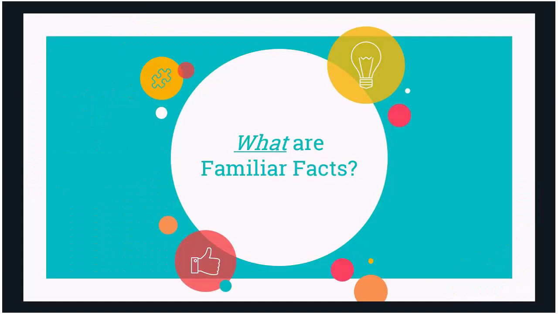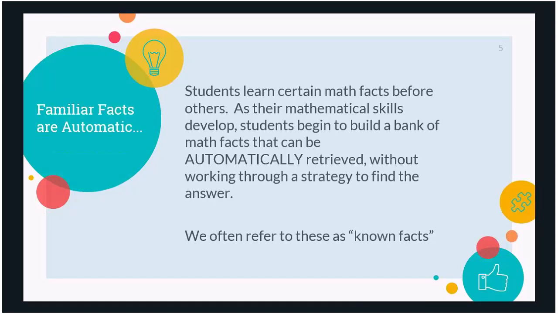Okay, so what are familiar facts? Let's dig in and find out. If students have an understanding of familiar facts, it means that they are able to come up with the answer when asked immediately without having to figure it out. What's important to know is that it is instantaneous automatic retrieval. So skip counting on fingers to solve 7 times 3 is not knowing 7 times 3 as a familiar fact. Familiar facts can also be known as known facts.